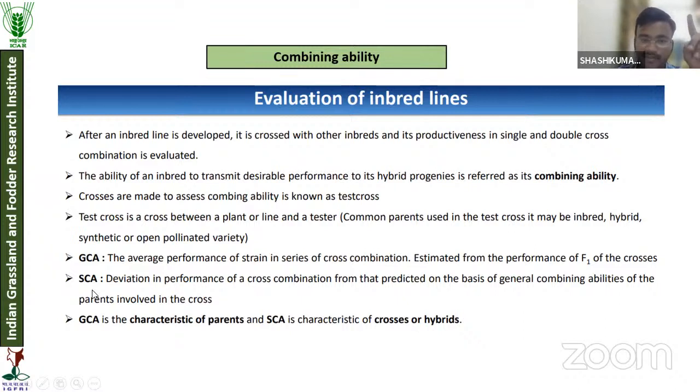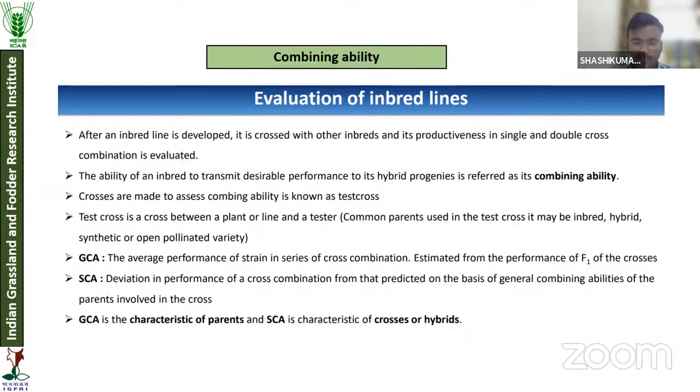If a single parent performs well in many crosses, then that is called general combining ability. Means P1 is crossed with 10 females and it produces very good performance in crosses with all the females, so P1's general combining ability is very superior. It can be used as the best combiner and it can deliver the best hybrid; it can transmit its desirable performance to hybrid progenies in different cross combinations.